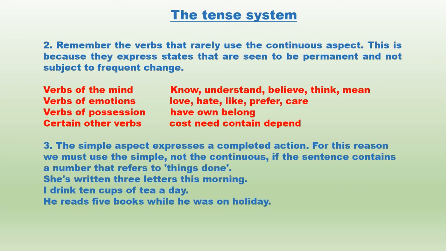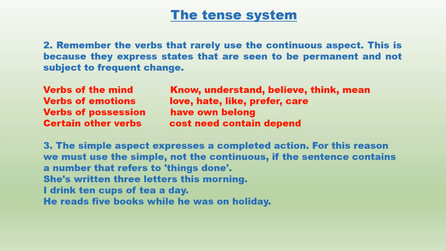The simple aspect expresses a complete action, and this is important to understand. This is the difference between the simple aspect and the continuous aspect. For this reason, we must use the simple, not the continuous aspect, if the sentence contains a number that refers to things done. For example, she has written 3 letters this morning, so she wrote 3 letters and the action is completed.